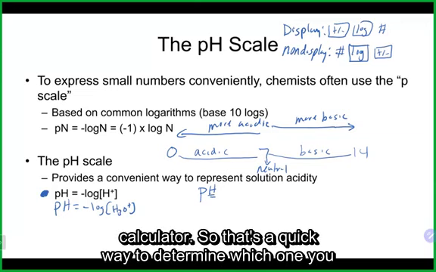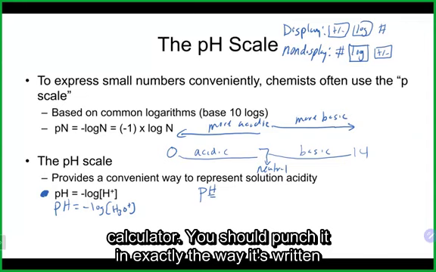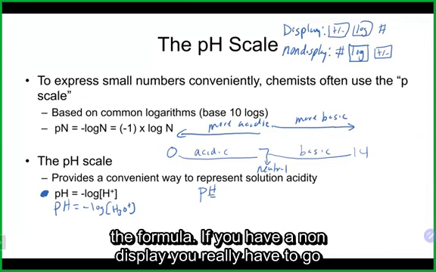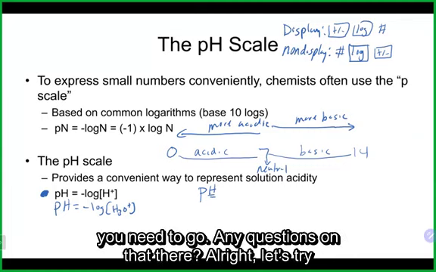So that's a quick way to determine which one you have. If you got log when you hit log, you have a display calculator. You should punch it in exactly the way it's written in the formula. If you have a non-display, you really have to go backwards with all the formulas, depending on which way you need to go. Any questions on that?